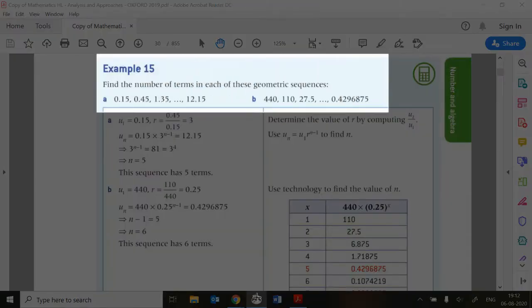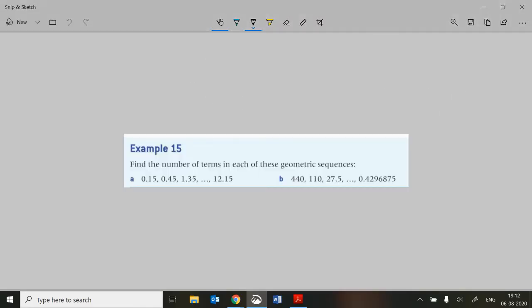Okay, right, example 15. Write down the number of terms in each of these geometric sequences. Well, again, we're going to use the formula. Now, the last term, 12.15, we're going to set that equal to A times by R, and R is equal to, what's times by 3 each time there? So times by 3 to the power of n minus 1.